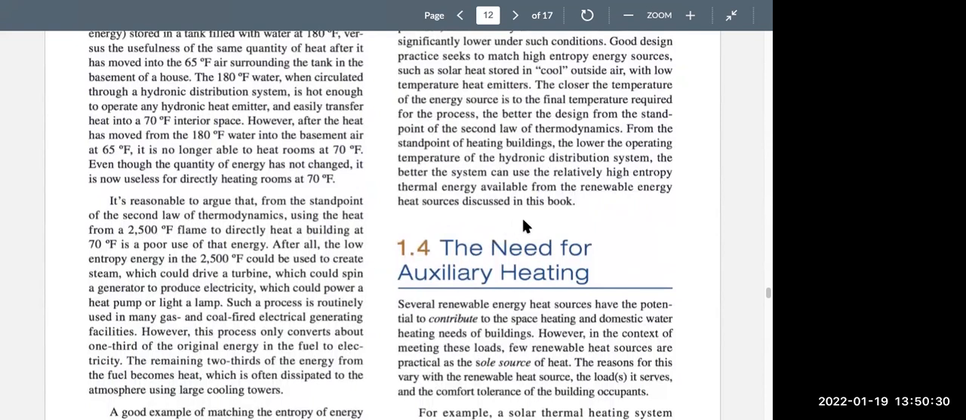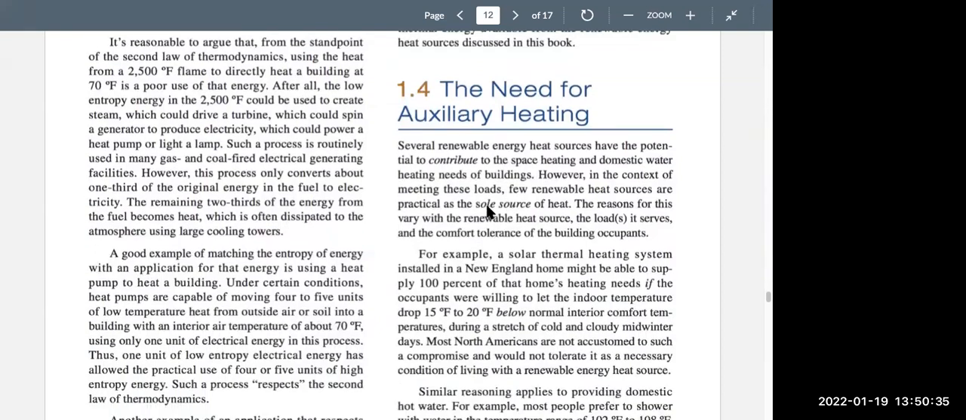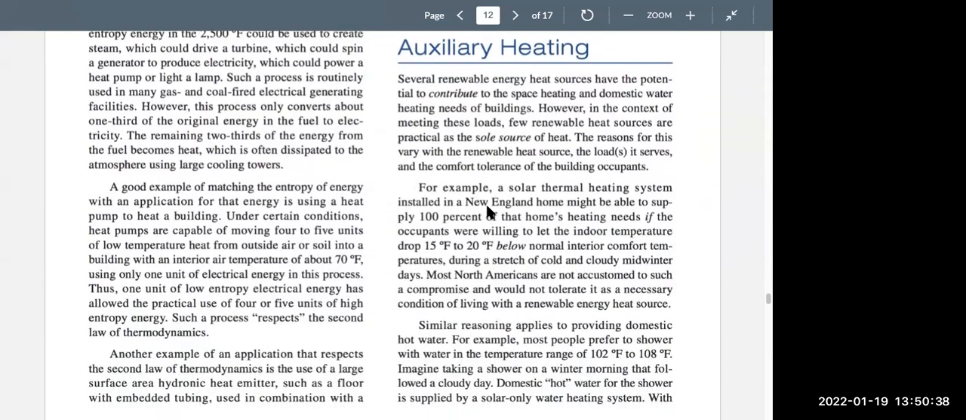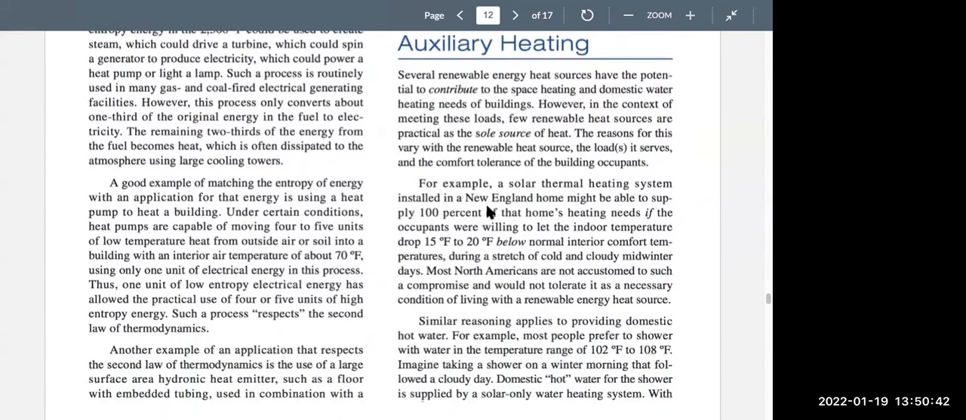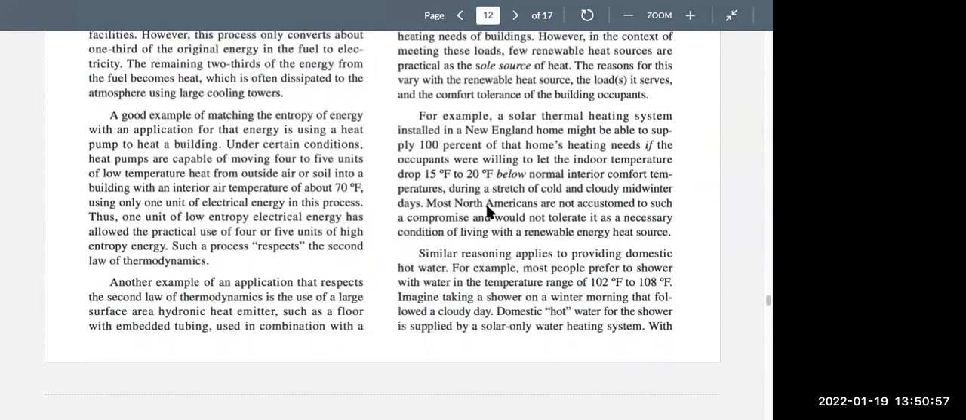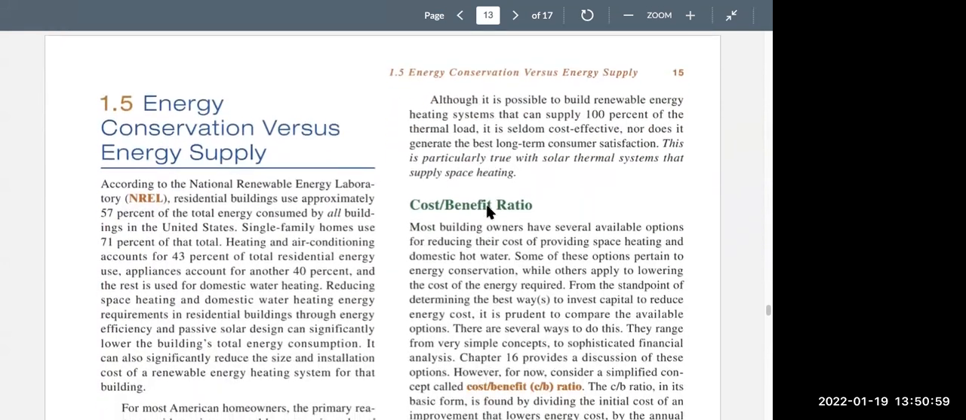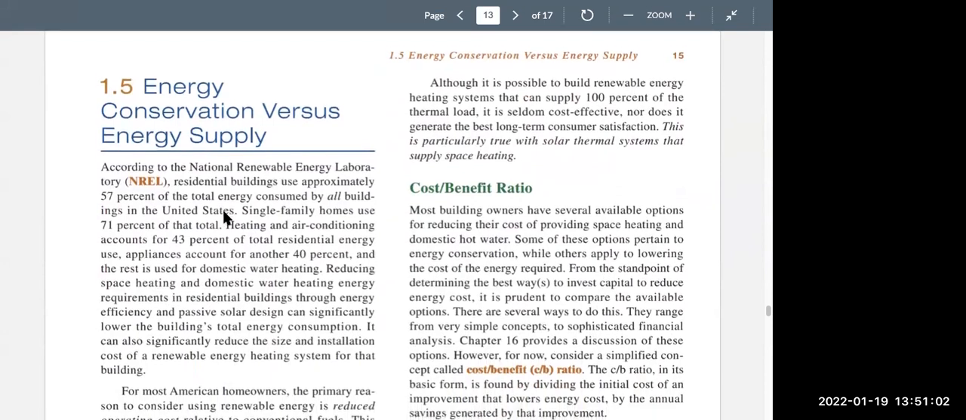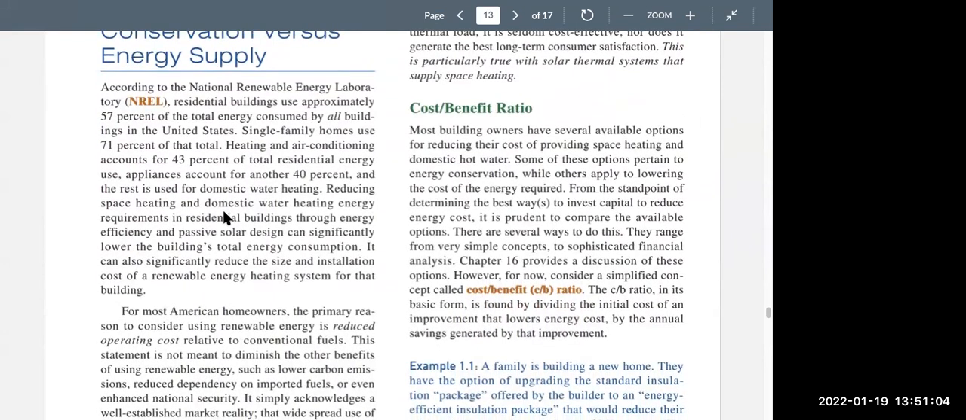Okay, so what we want to look at is cost benefit ratios and how to keep a house warm at this point. The text is talking about if you want to lower the temperature, that's one way to do it. But if you can't do that, you've got to look at the actual cost of the supply. So we're going to go through an example here.